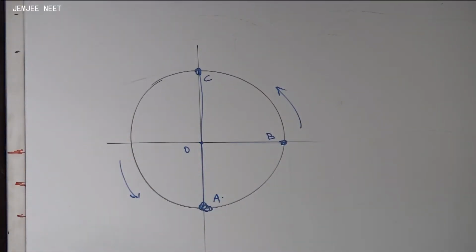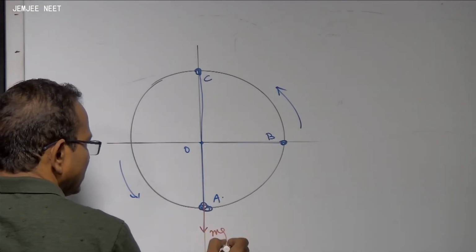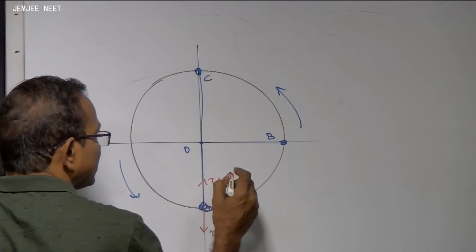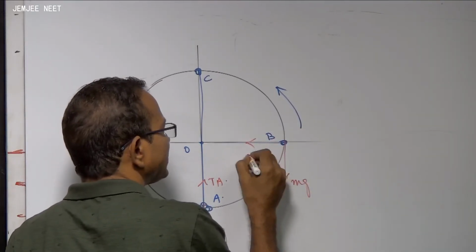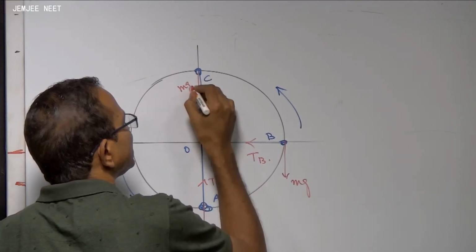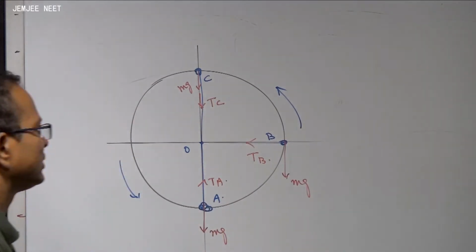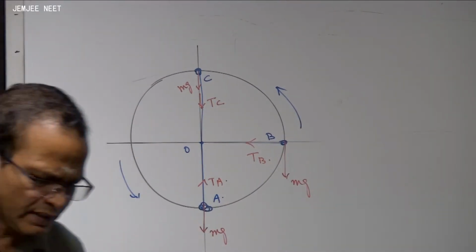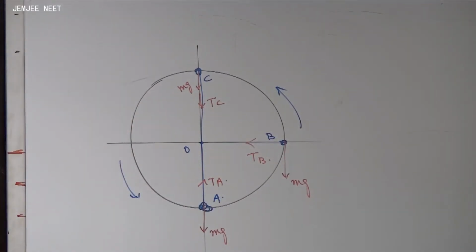Okay. Now tell me, this is mg, this is tension at A. This is mg, this is tension at B. This is mg and this is tension at C. I hope now you can understand in how many cases tension helps you and in how many cases tension doesn't support you. You can easily understand from this.